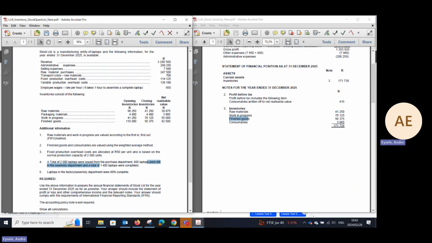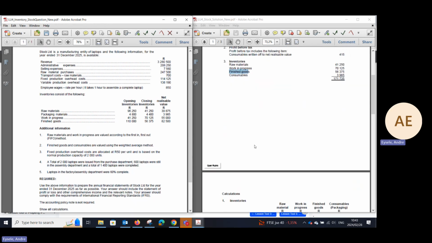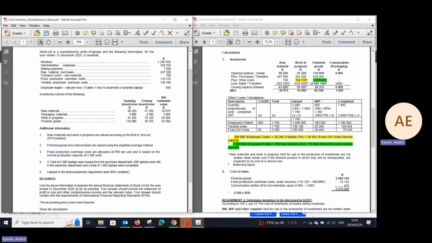But now, with that, we say laptops in the factory or assembly department were 60% complete. So how do we deal with that if something like that comes up? Now let's go and look at the calculation. Colleagues, it's critically important that you follow this section, as it will help you a lot in determining the cost of sales figure.